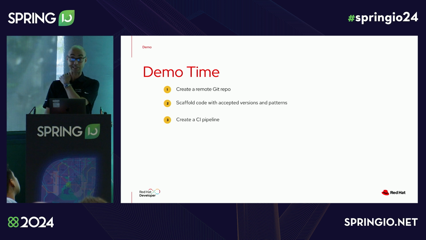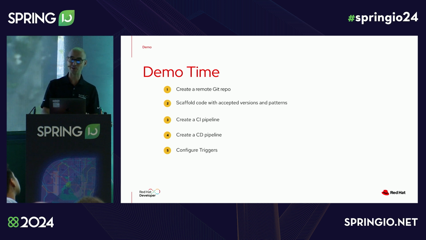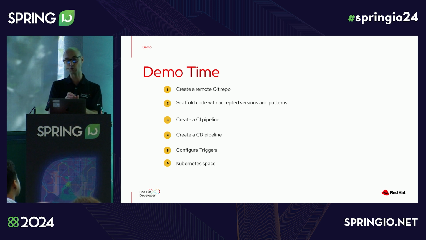We're also going to create a CI pipeline with, in this case, Tekton. We're going to create a CD pipeline for deploying the application into Argo CD. Also, something that is really painful and is automatically done is configuring the triggers. So every time I make a change on the code, it will automatically trigger a run, and finally it will also create a namespace to deploy this application into Kubernetes.